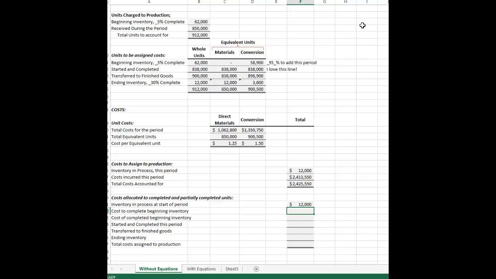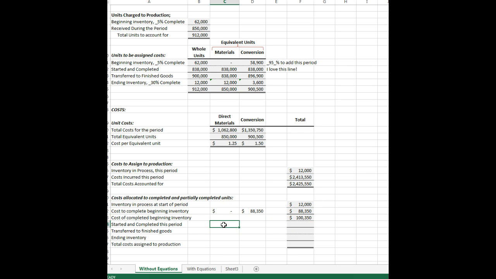Again, the inventory at the beginning of the month is $12,000. Cost to complete the beginning inventory equals the equivalent units to complete the beginning inventory times the cost per unit for conversion cost. And here we'll just add these two numbers. We'll add up the beginning inventory plus the cost to complete the beginning inventory to give us the total cost of the completed inventory when we got rid of it.